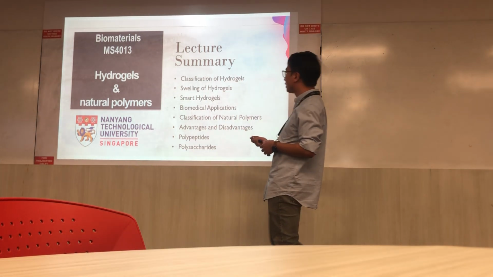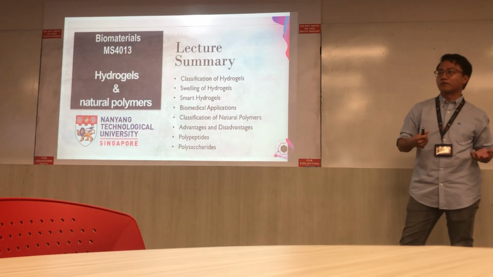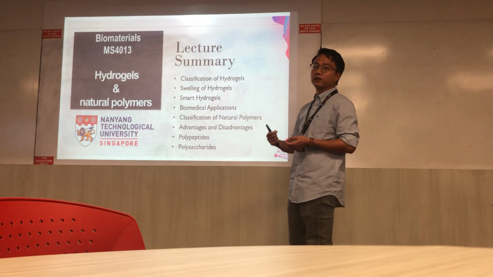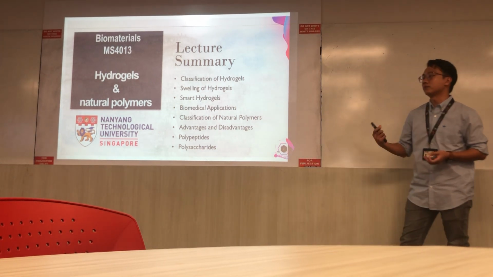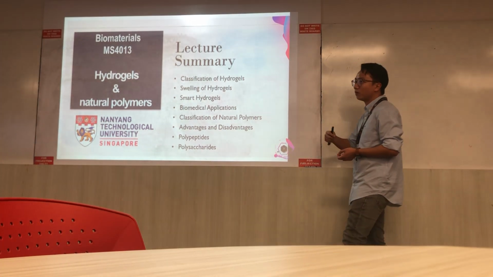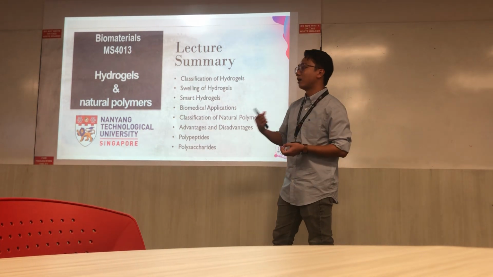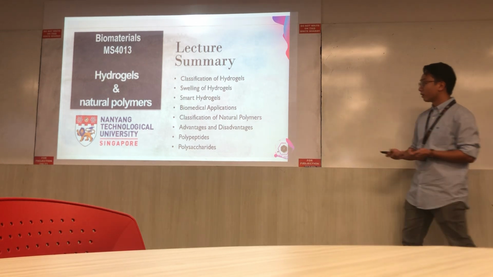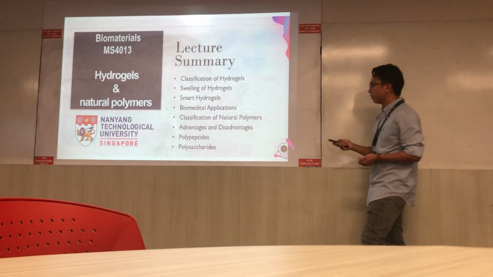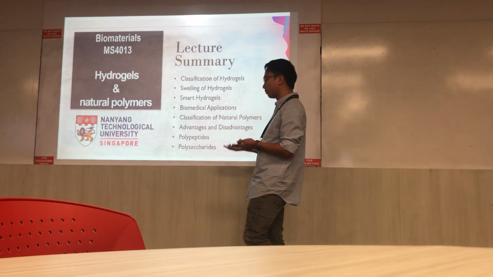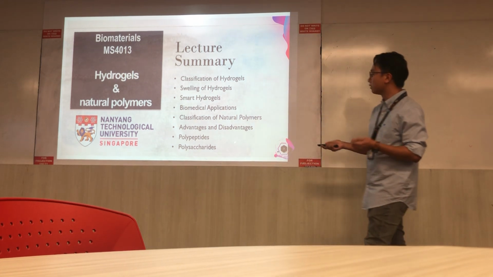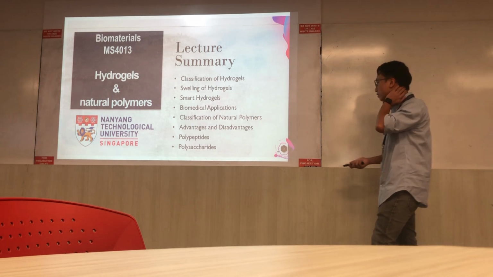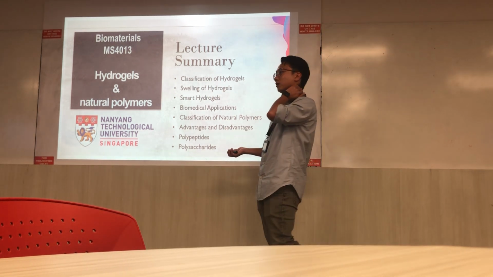And how we use that as an advantage in any biomedical application, such as drug delivery, is all based on this swelling property. So you have to know what this property is about, how it varies, and what calculations you have to do for the swelling property. And then of course the application, the classification of natural versus synthetic polymers, advantages, disadvantages, and your two examples, polypeptides and polysaccharides, which are proteins and sugars.